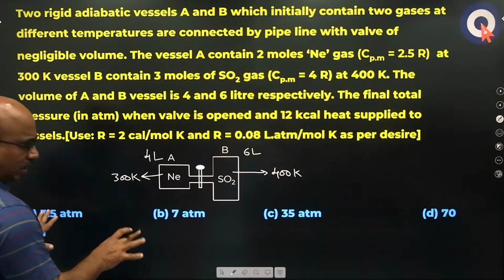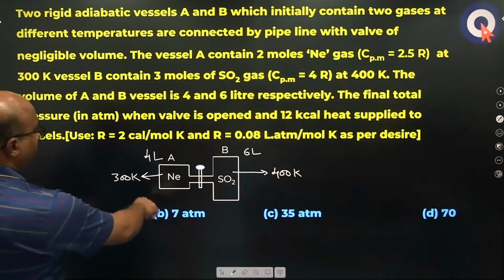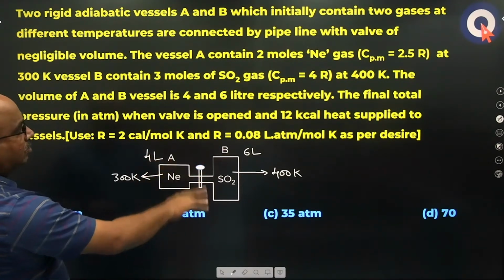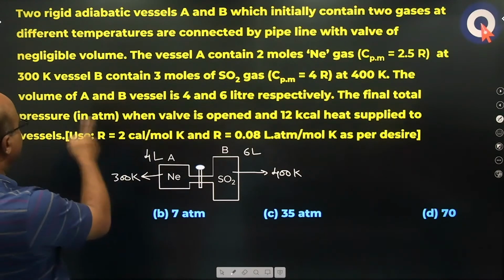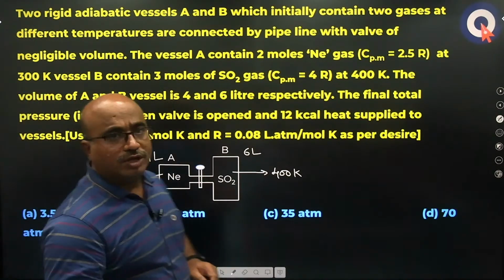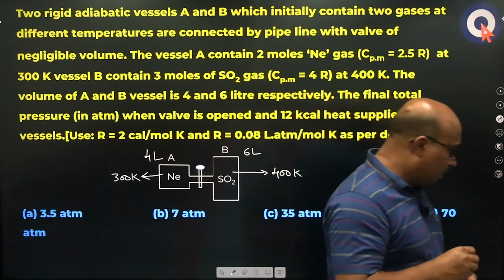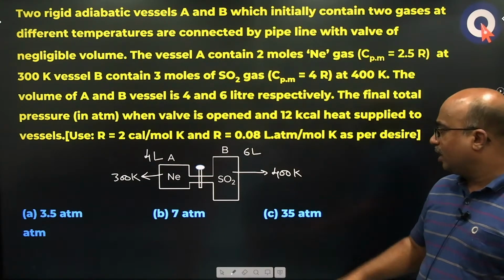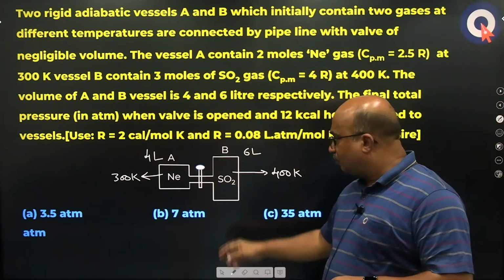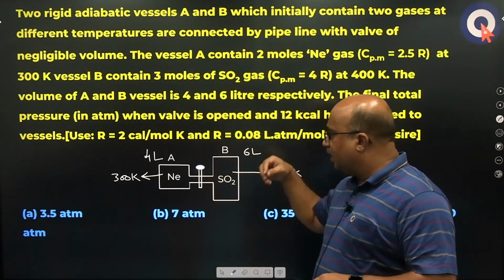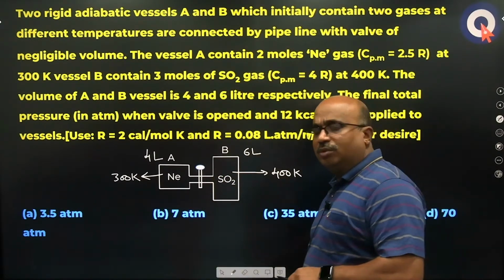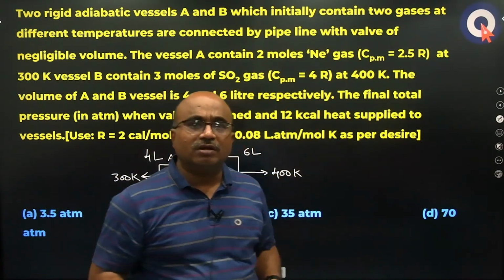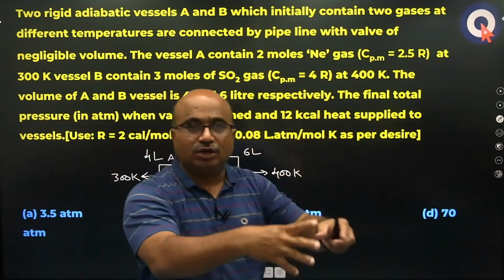Then the process is adiabatic again, because the walls are insulated, because the vessels are adiabatic vessels. Then the final pressure in atmospheres, when the valve is opened and 12 kilocalories of heat is supplied simultaneously to the system. So we are giving some heat to the system, not from the surroundings, we are giving the heat directly into the system. Something is kept suddenly in the process, it is not coming from the surroundings. So 12 kilocalories of heat is supplied externally into that system.